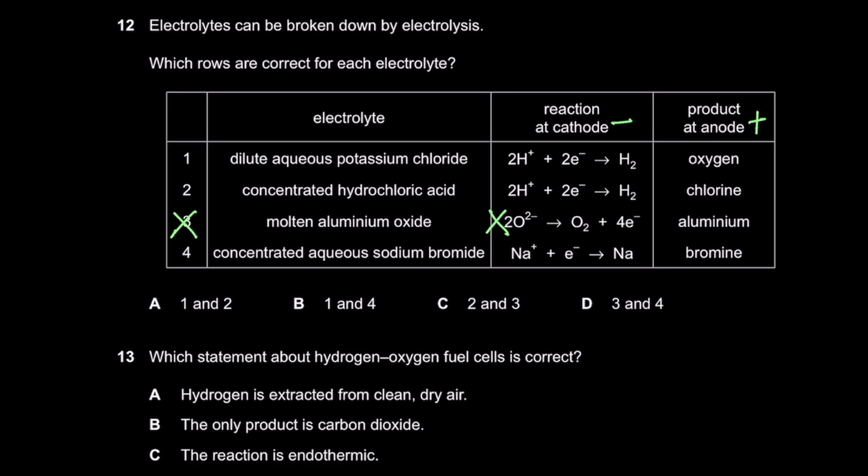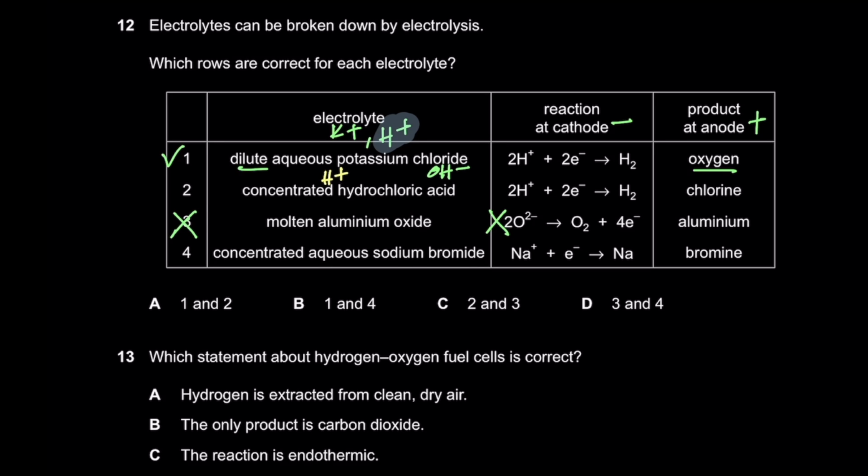Dilute aqueous potassium chloride. Because it's dilute, the chloride ion would not discharge. The hydroxide ion would discharge to give you oxygen. That's what's going to happen at the anode. Beautiful. And between the potassium ion and the hydrogen ion, obviously the hydrogen ion is going to win the race and give you hydrogen gas. So 1 is correct. If we talk about 2, you have concentrated hydrochloric acid.